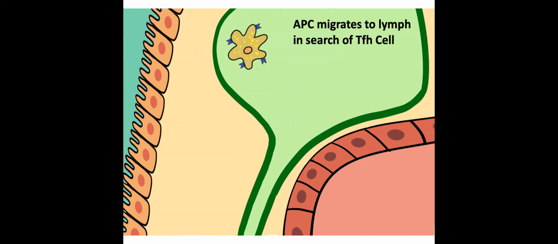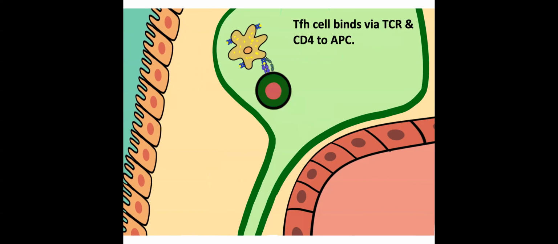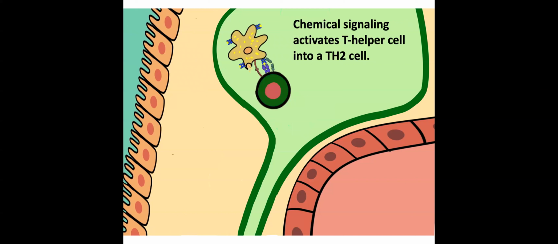It is going to look for a helper T cell that it can activate and that recognizes this allergen. This helper T cell is going to recognize this antigen via its TCR, along with its co-stimulatory molecule, CD4. It is going to bind to this allergen MHC2 complex and then express co-receptors and release chemical signals to complete its activation.